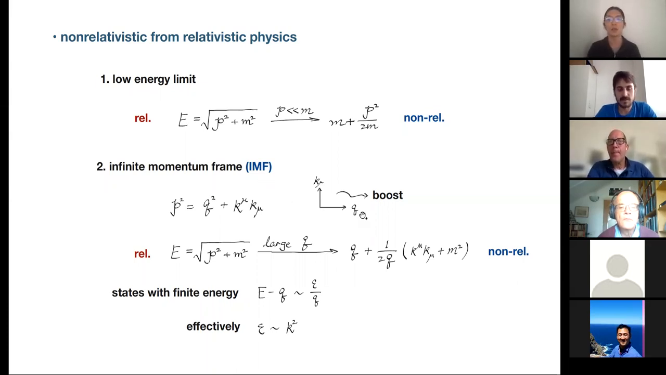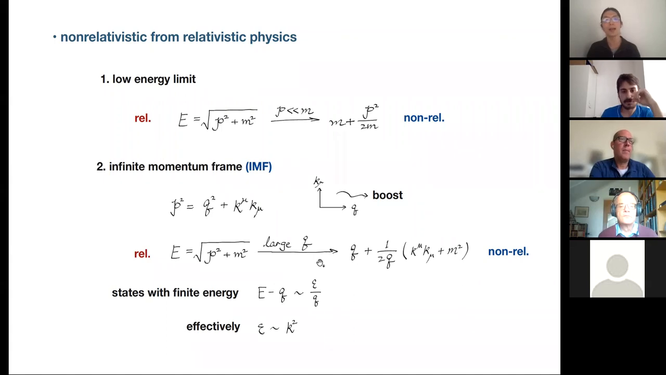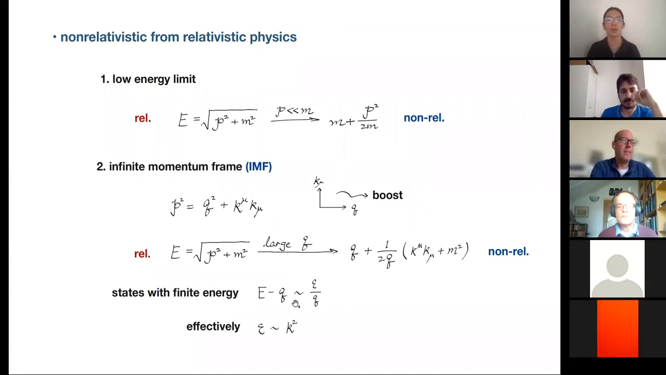So in practice, we just need to take the momentum along the direction we're boosting, and we send this momentum to be infinite. Here I denote this momentum to be Q and the transverse momentum to be k_mu. And then you can expand the relativistic dispersion relation again with respect to a very large Q. At the end, we can identify states with finite energy, where we have this effective energy that we call epsilon. And if you plug this back in here, we'll see that the effective dispersion relation turns out to be, again, Galilean invariant.